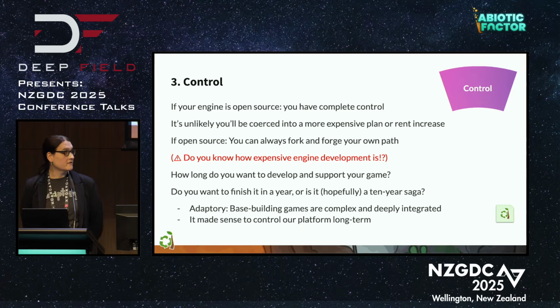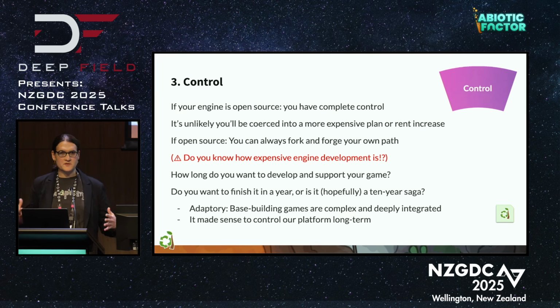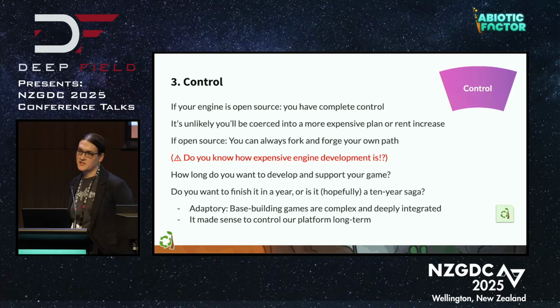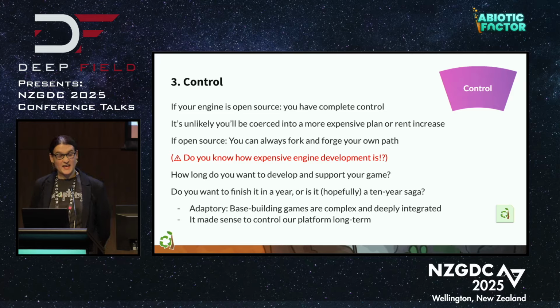Third area I want to cover is control. If you're using a big engine, I think it can feel that you're often at the whims of the company that made the engine. If you're using something that is open source or smaller, it's very unlikely you'll be coerced into a more expensive plan or rent increase, or told you now have to pay based on installs rather than all that malarkey. And if it's open source, then in theory you can always fork the engine and forge your own path.